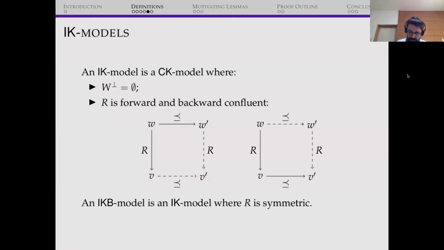And you also have backward confluence, which means that if you can access someone modally and then access someone intuitionistically, then you can add information in some way so that this new world is going to be able to access modally this new one. And an IKB model, so these are IK models with these two conditions, is just going to be an IK model where these relations here are symmetric. We will see later why I don't define CKB models in a bit.